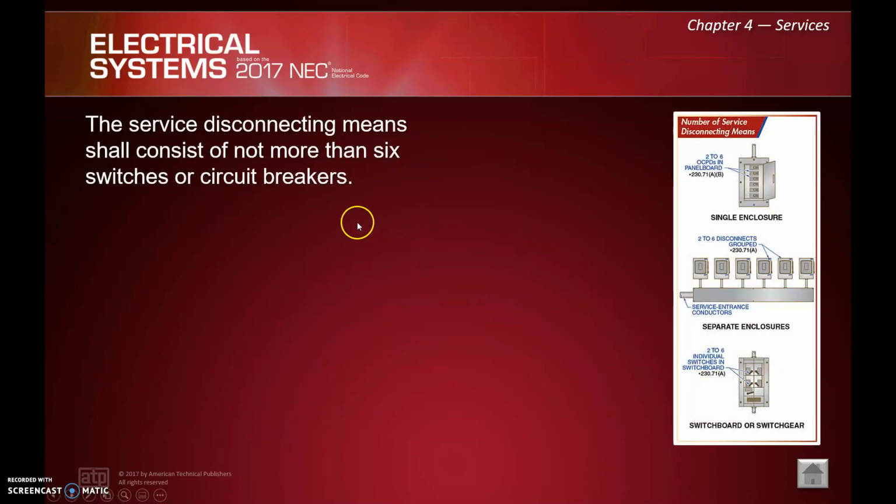The service disconnecting means shall consist of not more than 6 switches or circuit breakers. You hear that called 6 throws of the hand quite often, but essentially we need to shut the whole building down with no more than 6 throws of the hand, 6 breakers, 6 switches, whatever it is. Could be a main breaker that does the whole thing. It could be 6 individual disconnects. It could be 6 breakers in one enclosure. Whatever the case, 6 is your magic number there.